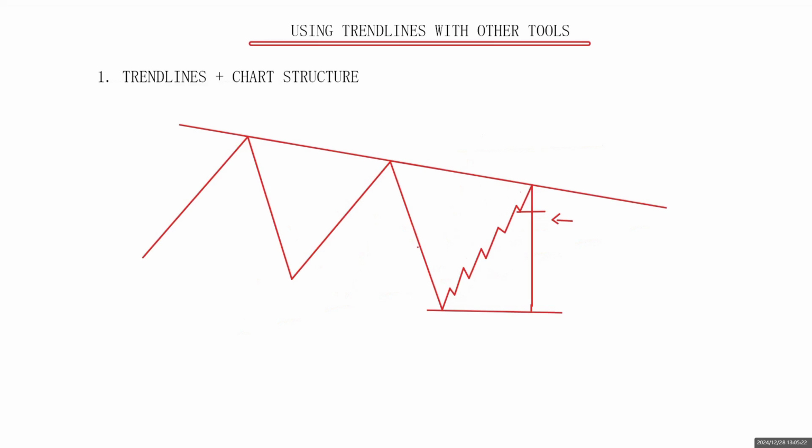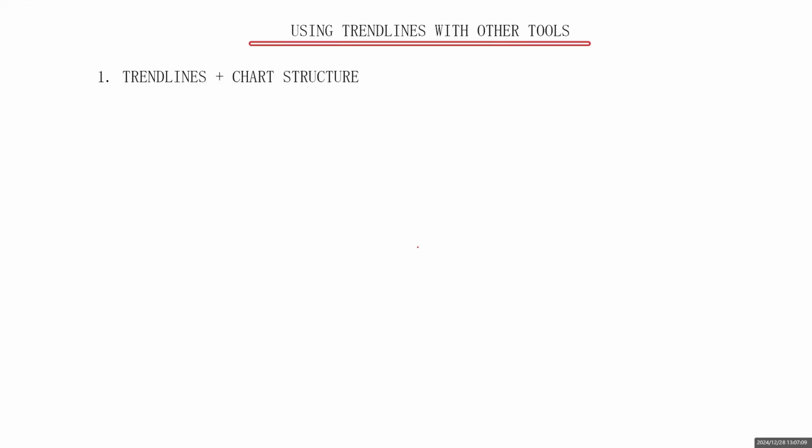Collaborate it with chart structures, and in this case, wait for the break of this higher low right here. This allows us to know that, oh, price is no more bullish, okay? First of all, it respected the trend line, then all of the bullish structure that took price to that trend line has been violated by what? By the break of the higher low, and you can sell to the low point, okay? So trend lines are very important with what? With chart structures.